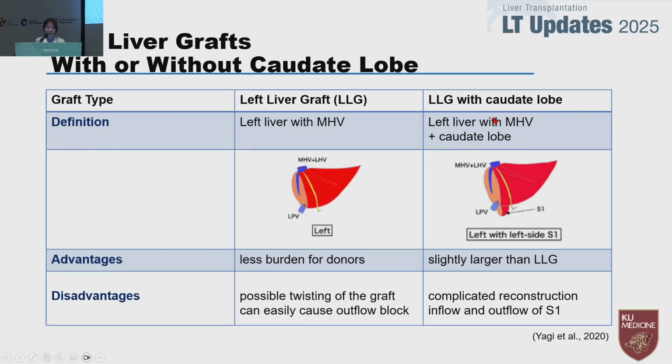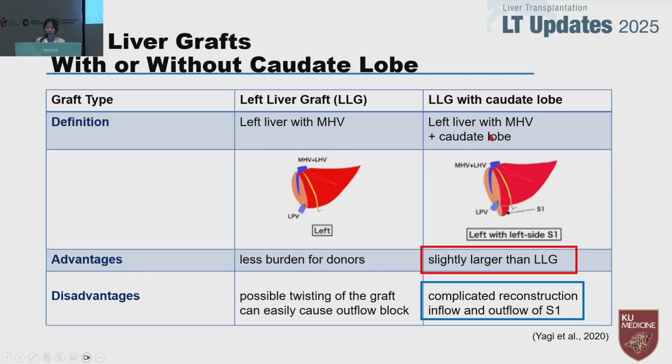Left liver graft means left liver with middle hepatic vein. When compared to the left liver graft with caudate lobe, it provides less burden for donor because it's safer. In comparison, left liver graft with caudate lobe is slightly larger. However, it also has limitations because it requires complicated reconstruction of inflow and outflow of caudate lobe.